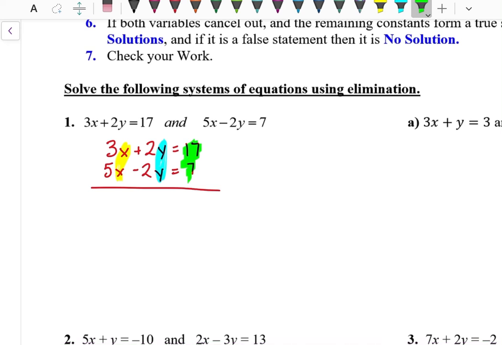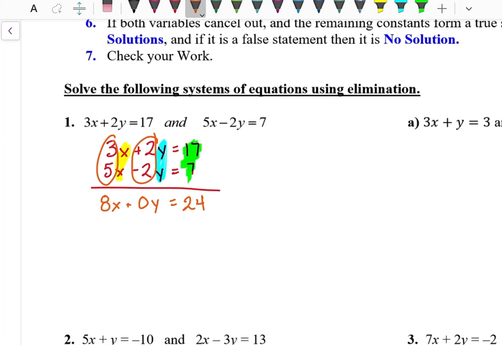So now we need to look for a set of opposite coefficients. So these are our coefficients. And then these kind of count, but we're not really going to worry about those. So 3 and 5 are not opposite. They will not cancel each other. When I add those together, I'm just going to get 8x. 2 and negative 2, 2 minus 2 is 0, so that would leave me with 0y. And then 17 plus 7, that would give me 24.